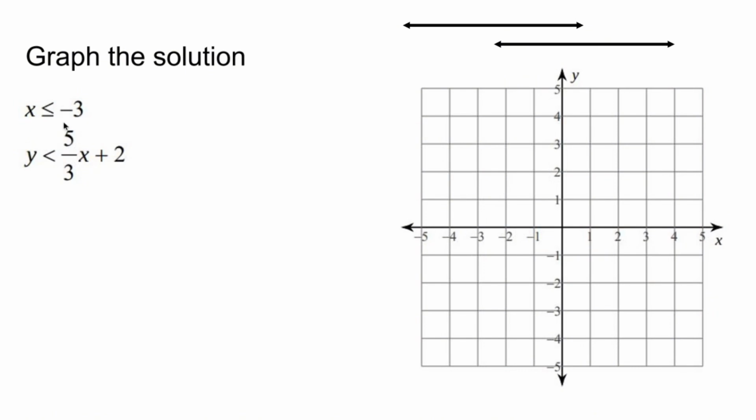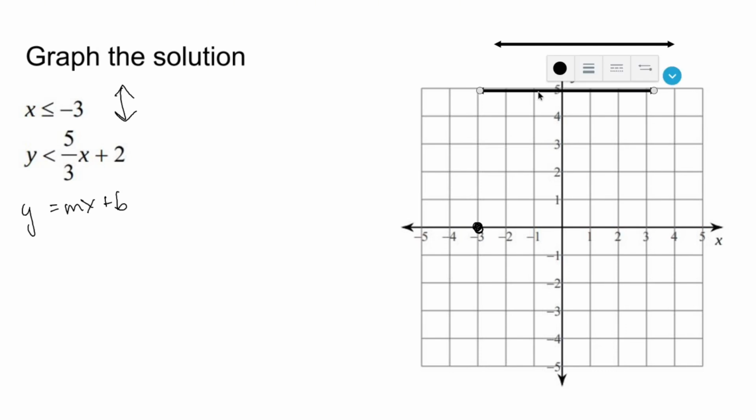This is x is less than or equal to -3. This is not standard y equals mx plus b form. This is just x and a number. When you have just x and a number, your line is going to be a vertical line going through -3. So I'll put a dot right here at -3, and then I will draw a vertical line going through -3.